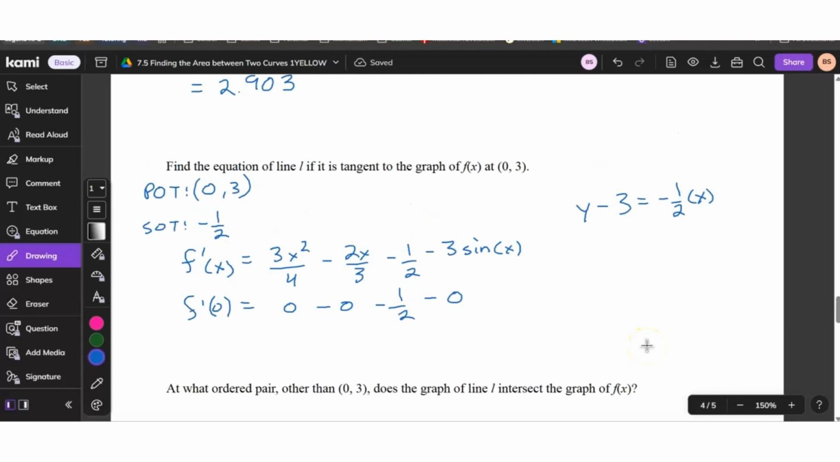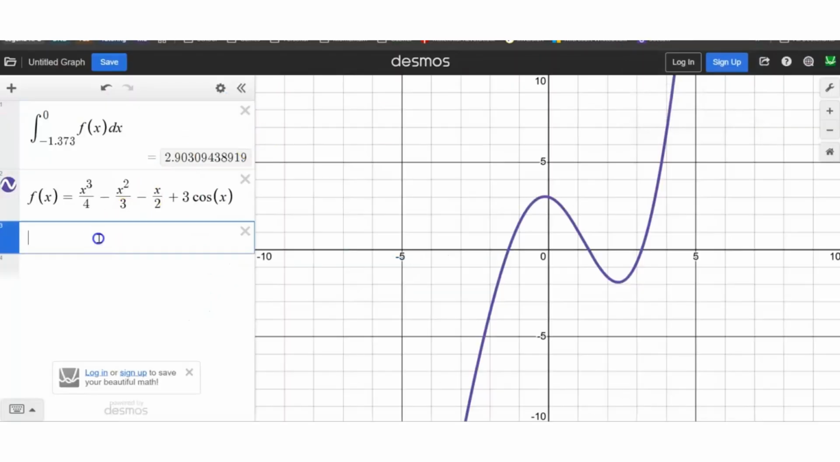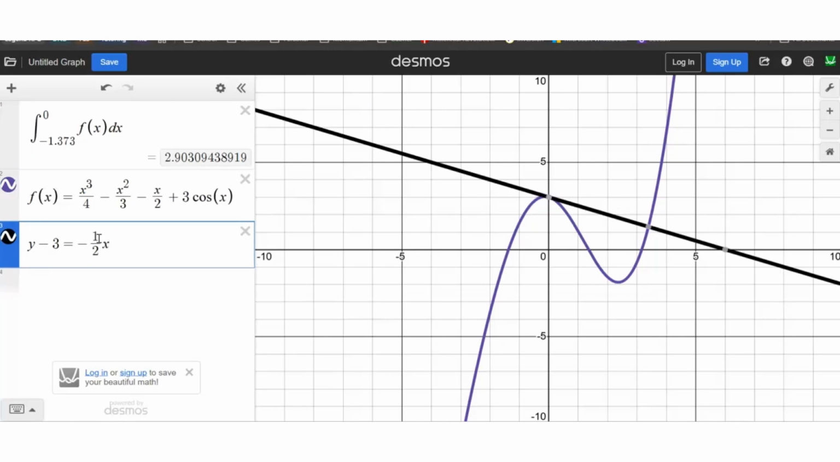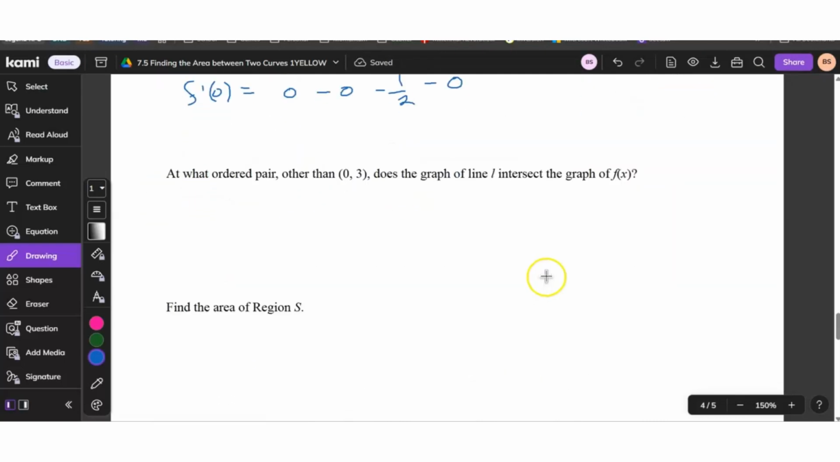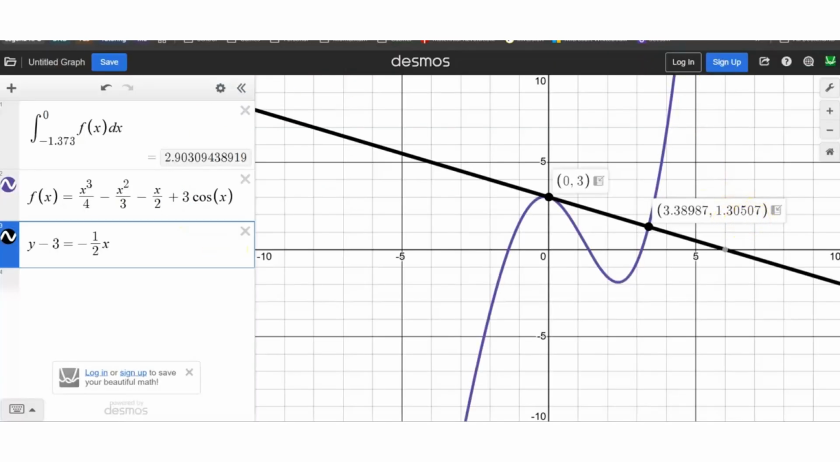Can't we just plug the line into the calculator? That's exactly what we're going to do. So we're going to go y minus 3 equals negative 1/2 x. And we're looking for this one. We already know this one's 0, 3. So it happens at 3.3898, so it'd be like 3.39. So we're going to say that that happens at 3.39, and it said the whole point. So 1.305.